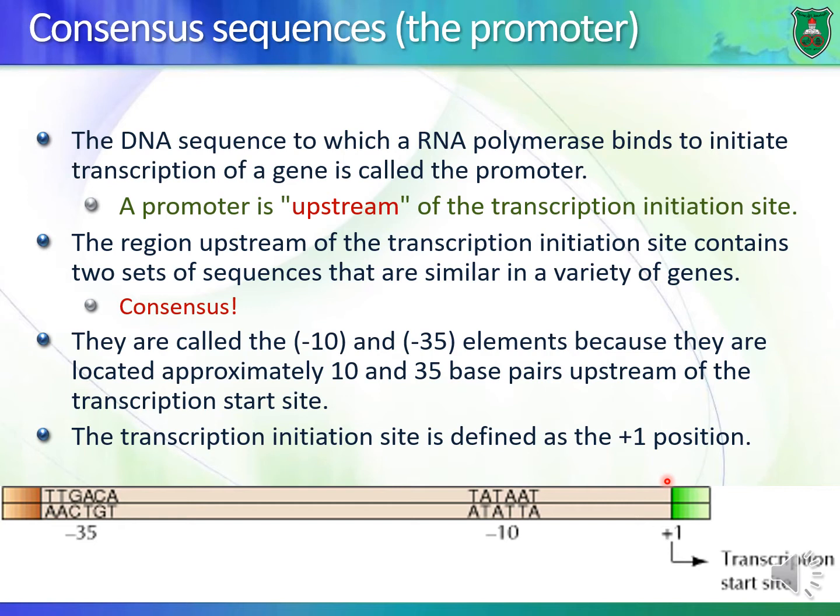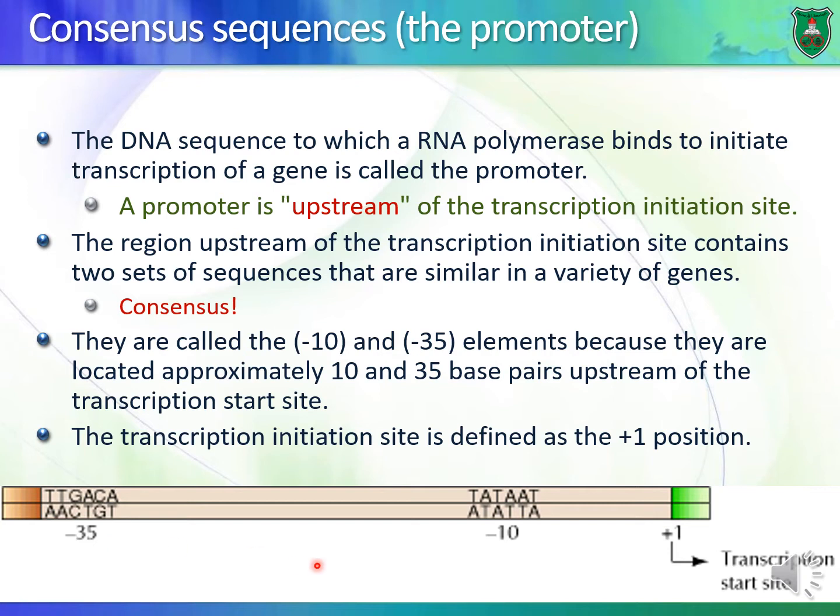Specifically, the promoter contains two consensus sequences. What we mean by consensus sequences is that the same sequence is present in different genes. So there's an agreement on this sequence. And this same sequence can also be present in different genes of different bacterial strains as well. Okay, so the consensus sequences are known as the -10 and -35.